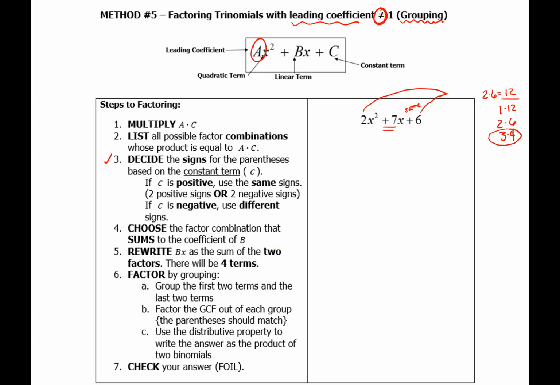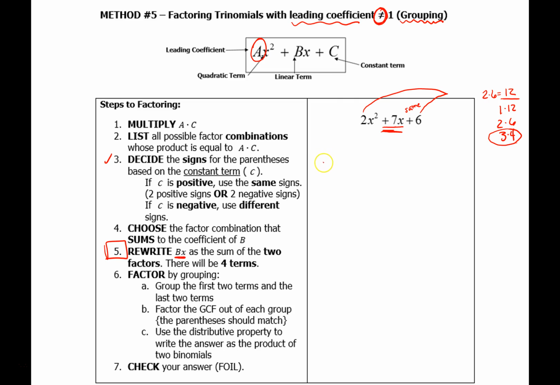Now here's where the steps get different. For step number 5, we're going to rewrite the middle term, the b term, using the two factors that we just found, 3 and 4. So I'm going to rewrite this expression, and this part that I've double underlined here, I'm going to write it as plus 3x plus 4x here.